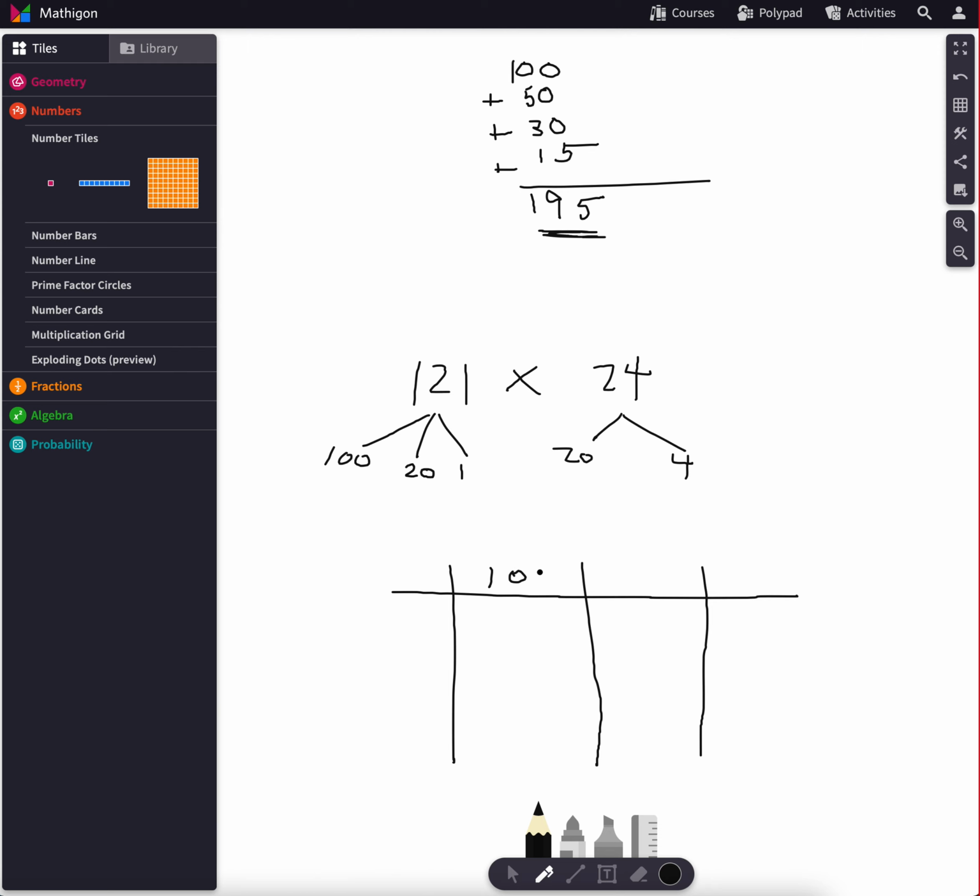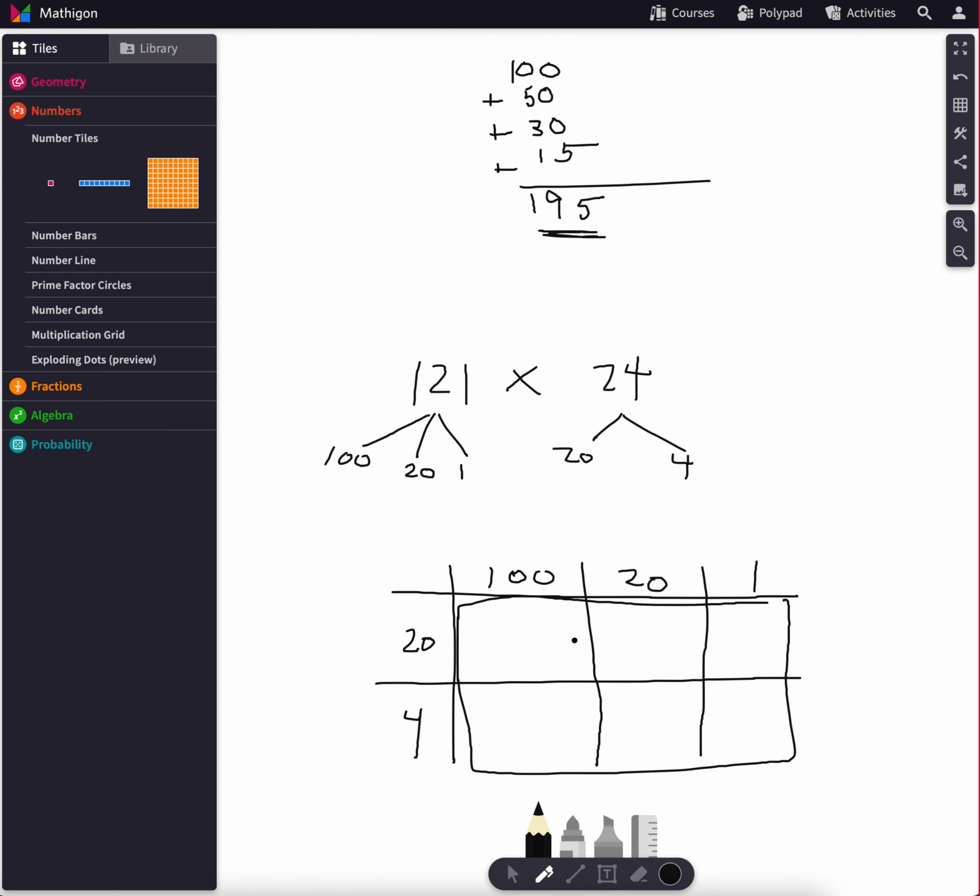100, 20, and 1. And then down the side, you might put the 20 and the 4. And you would fill in the area, which would be all of this, with multiplication. So you do 20 times 100.